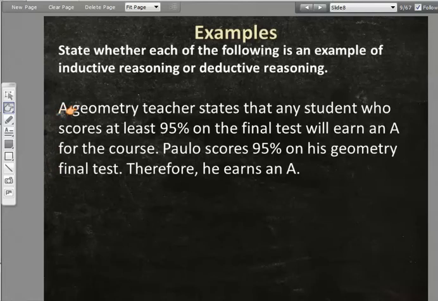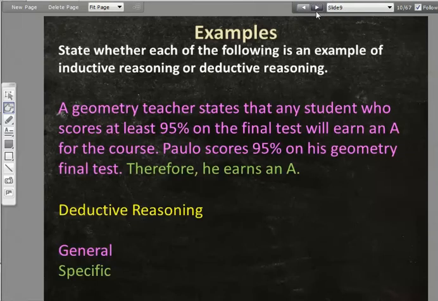Now, if you look at this right here, a geometry teacher states that any student who scores at least 95% on the final test will earn an A for the course. And I'm going to go ahead and include Paulo scores 95% on his final test. Okay, this is general. She's saying any student. Okay, any student. This is very specific. Okay. He scores a 95%, so he's going to earn an A. Very specific. So we're going from general to specific. So that means it's going to be deductive reasoning.